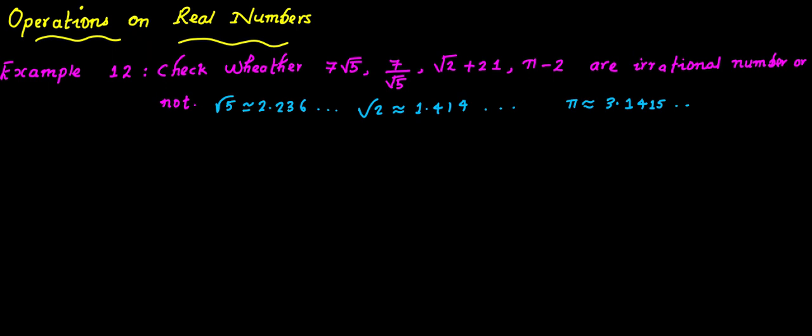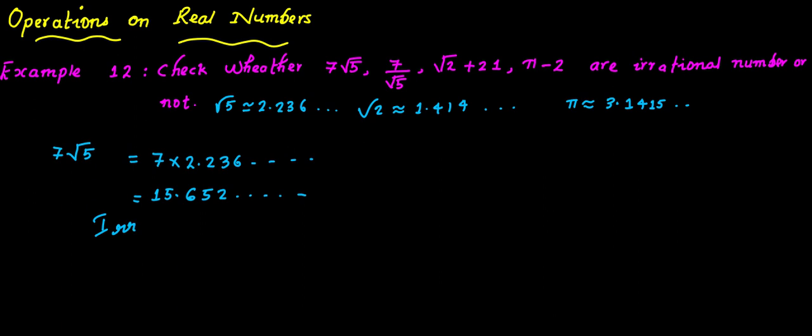We know the decimal expansion of an irrational number is non-terminating and non-recurring. Let's check whether it is non-terminating, non-recurring or not. So first one, 7 root 5. We know 7 root 5 equals 7 into root 5. Root 5 is 2.236 etc. If we multiply 2.236 by 7, we will get 15.652 etc. We get a non-terminating, non-recurring number. So 7 root 5 is an irrational number.